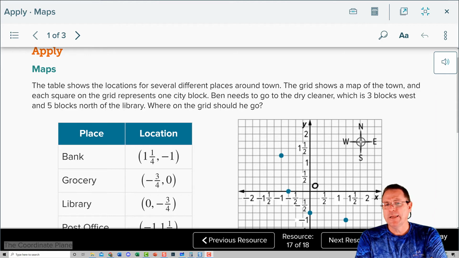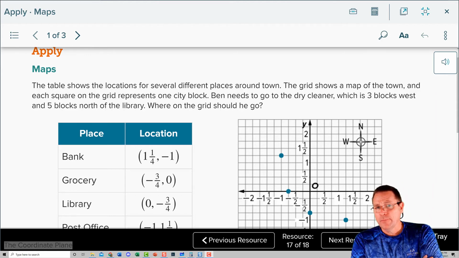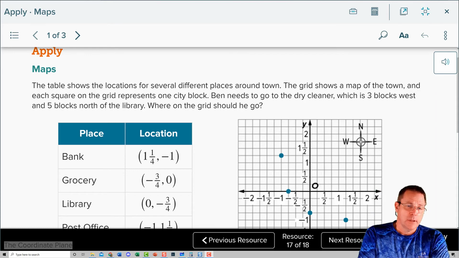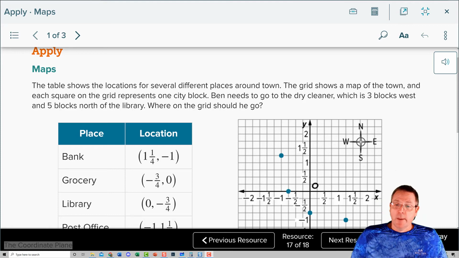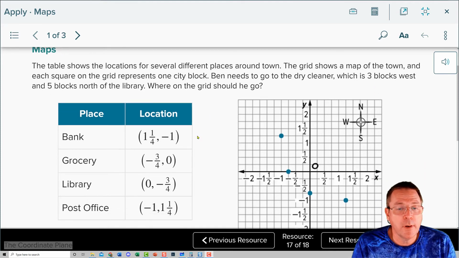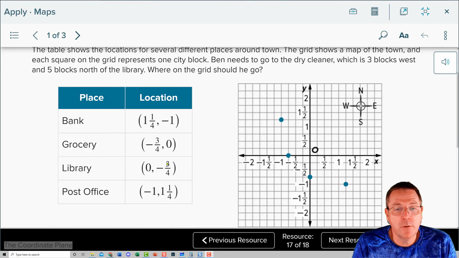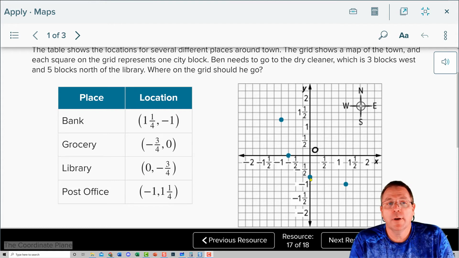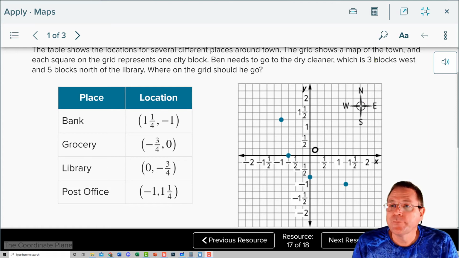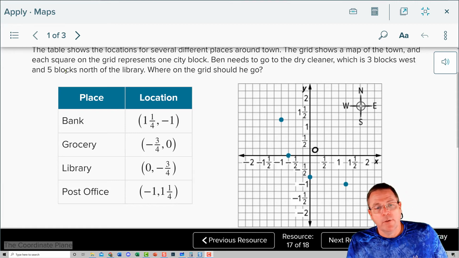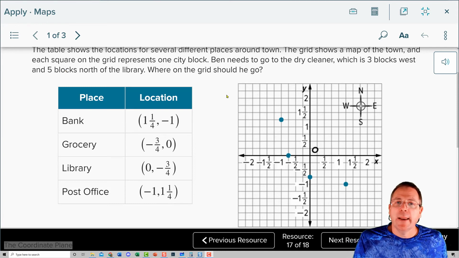Well, first off, is he starting at the library or is he starting at the origin? Is the library at the origin? The library is not at the origin. Looking at your graph that they give us here, the library is located at point 0, -3/4. So at 0, -3/4, that point right there is going to be your library. And he says he needs to go to the dry cleaner, which isn't even listed there, but it is 3 blocks west and 5 blocks north of the library. So let me take a screenshot here so we can hand draw this one.